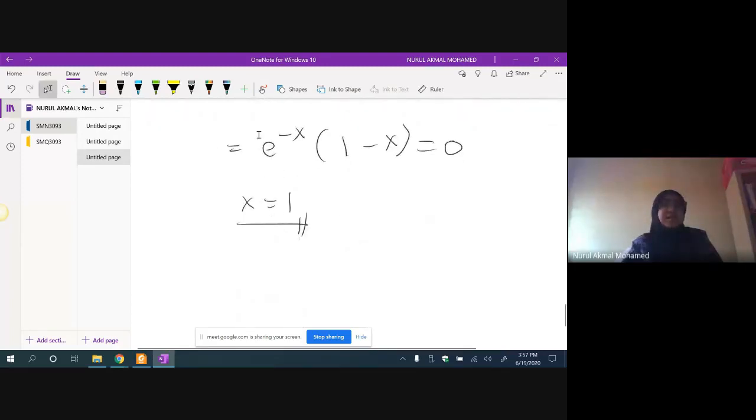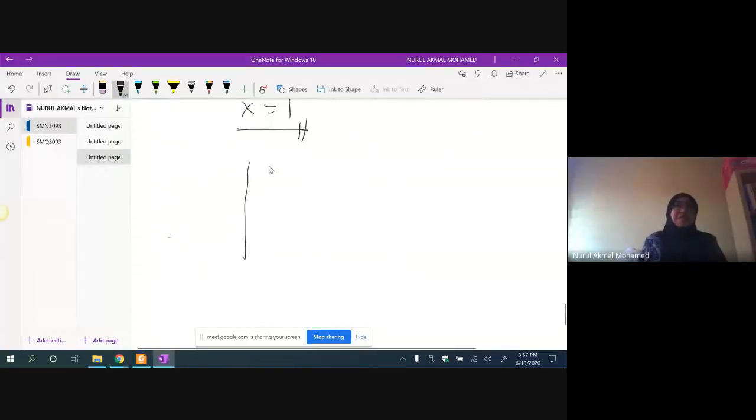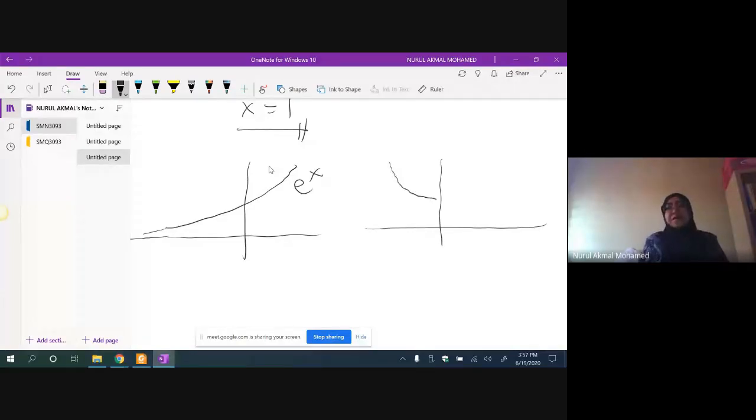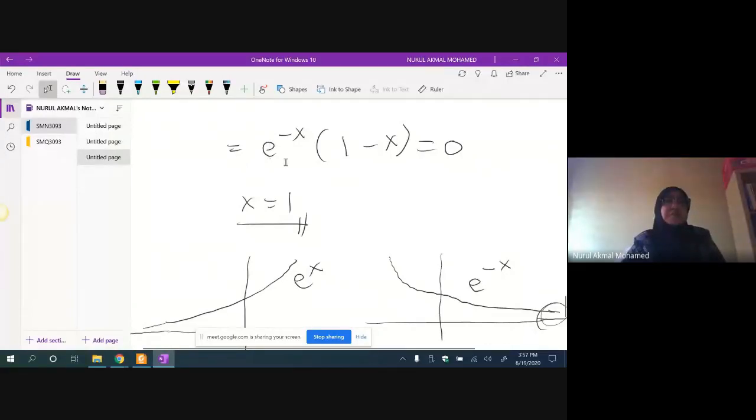The reason I said that this part here cannot be 0 is because we know that the exponential function e to the power of x will look something like this. As x tends to negative infinity, it will be approaching 0, but it won't touch 0. It's the same for e to the power of negative x. So this is the graph for e to the power of negative x. It will be approaching 0, but it will never touch 0. It is not possible for e to the power of negative x to be 0. The only point that it can be 0 is when x is equal to 1.